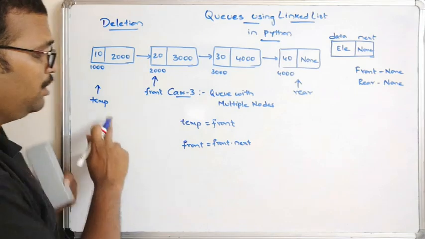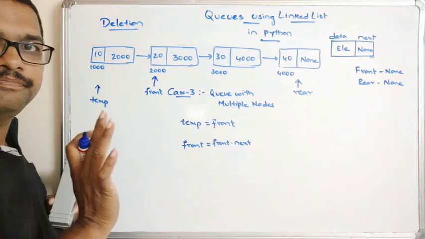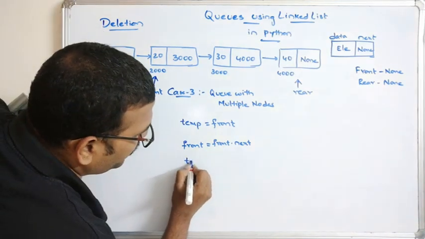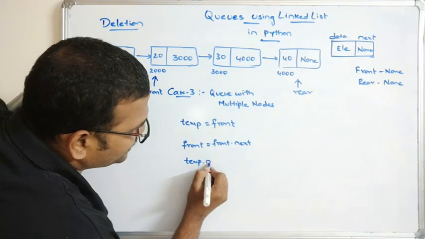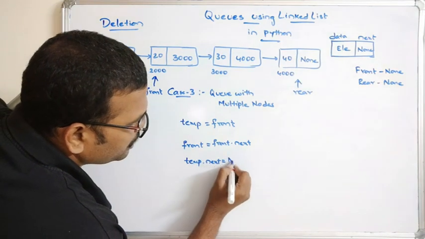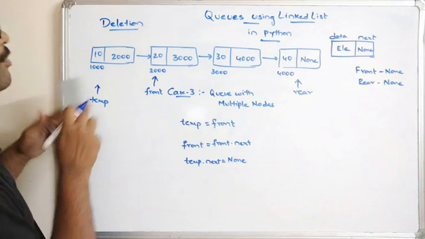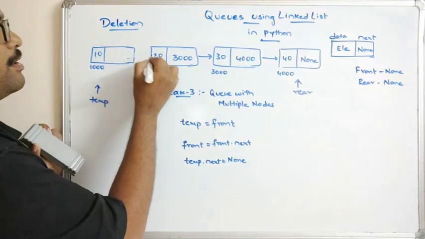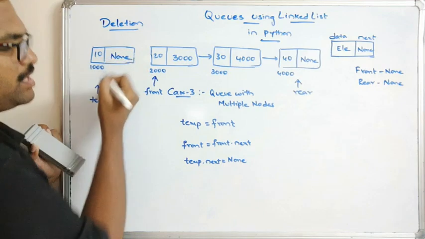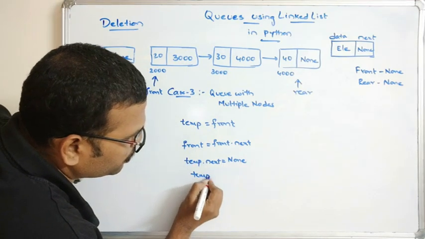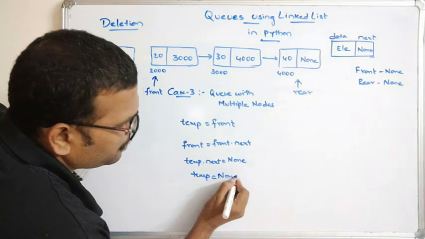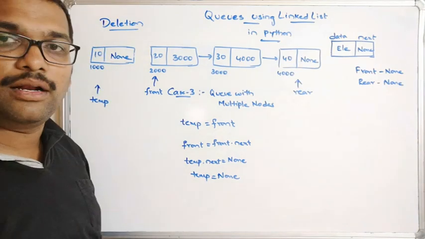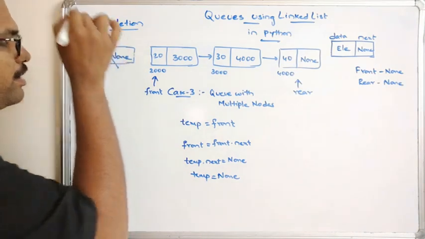Now what do we have to do? The temp should be none. So simply you can write temp dot next is equal to none. There will be none here, so this element will be deleted. Or simply you can write temp is equal to none. So this node will be deleted.